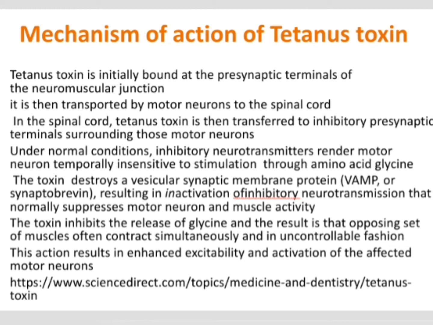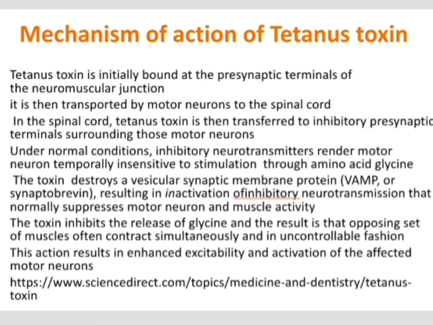Mechanism of action of tetanus toxin. Tetanus toxin initially binds at the presynaptic terminal of the neuromuscular junction. It is then transported by the motor neuron into the spinal cord. In the spinal cord, tetanus toxin is then transferred to the inhibitory presynaptic terminal surrounding the motor neuron.